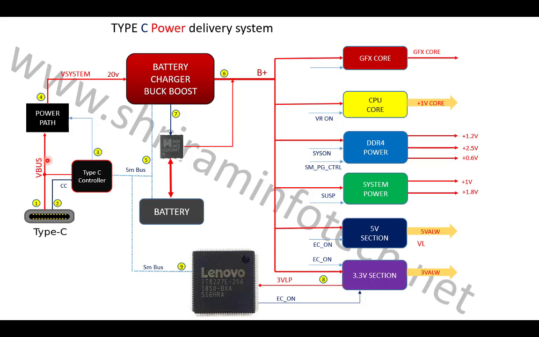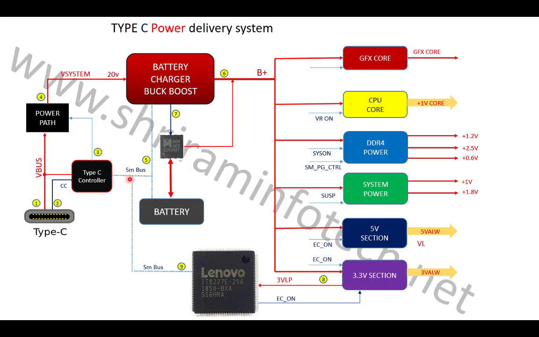Okay, and once the voltage comes out from the VBUS, it comes here, and then this Type C controller chip triggers this MOSFET. There are two MOSFETs which get the trigger, and then this 20 volt passes to here, and that voltage becomes the system voltage, which is supposed to be 20 volt.